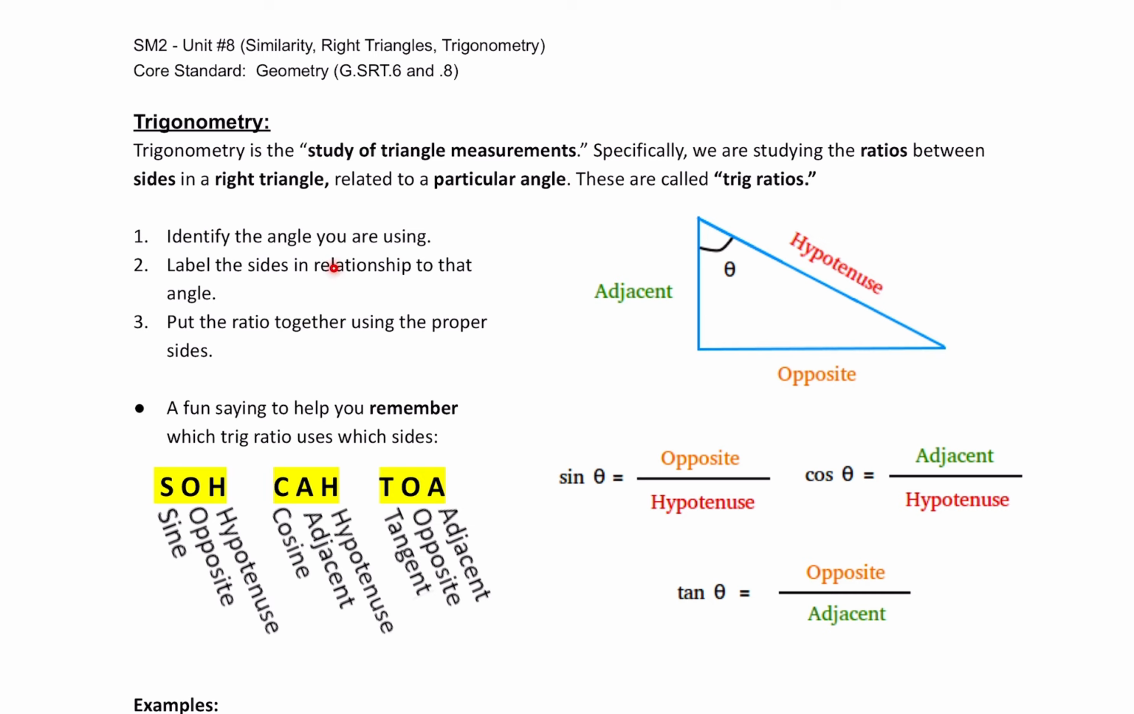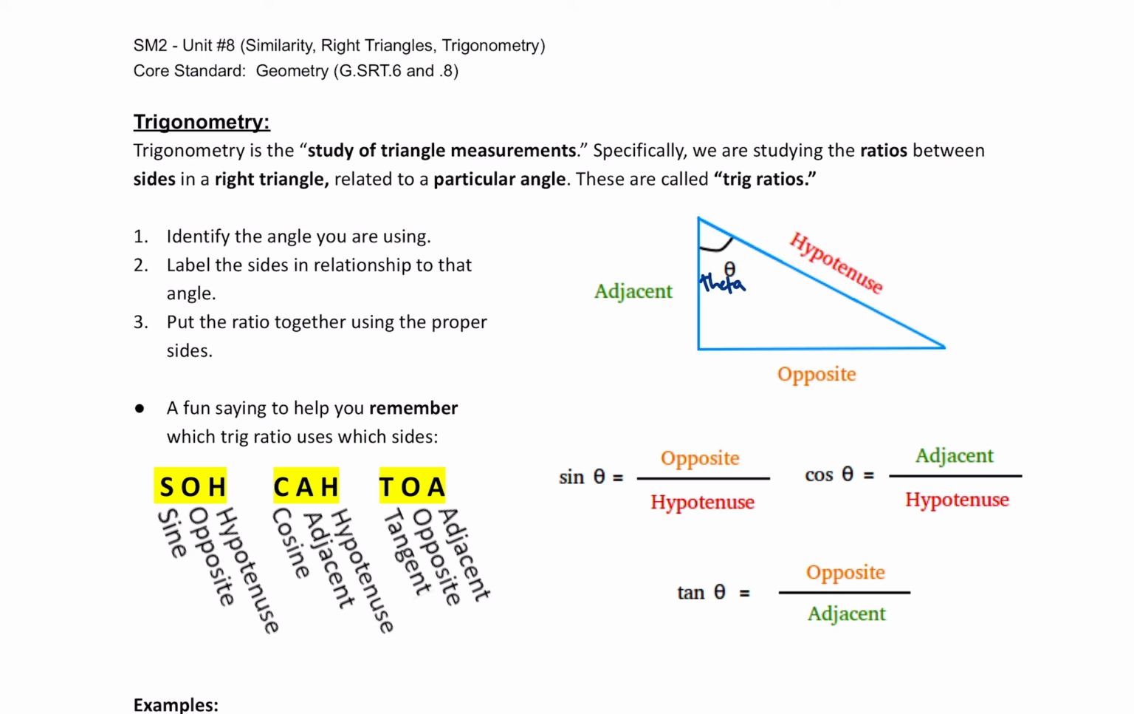We're going to identify the angle we're using. Okay, the angle we use is always identified by one of these little angle marks or this little symbol right here. That symbol is called theta. Okay. So if you have this little angle marking or theta, that's the angle we're going to be using. Then step 2, we have to label the sides in relationship to that angle.